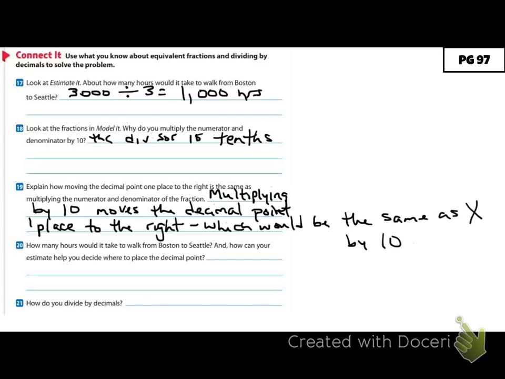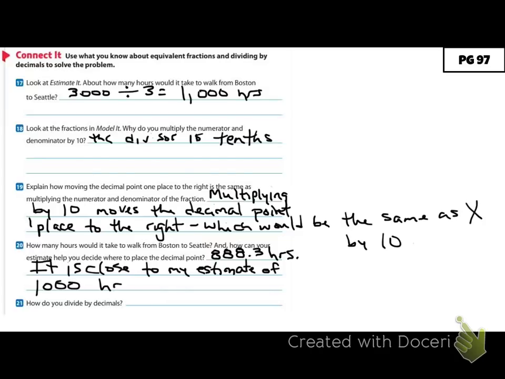How many hours would it take to walk from Boston to Seattle, and how can your estimate help you decide where to place the decimal point? Well, if you do it perfectly, it would take you 888 3/10 hours. Then how do you know? It is close to my estimate of 1,000 hours.